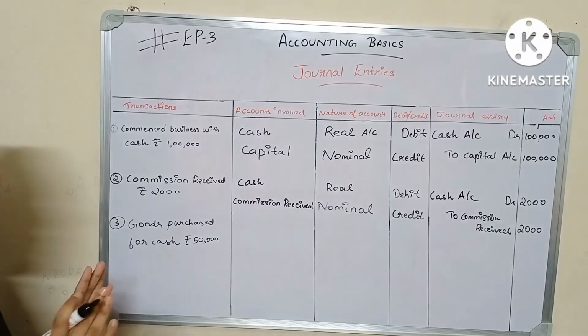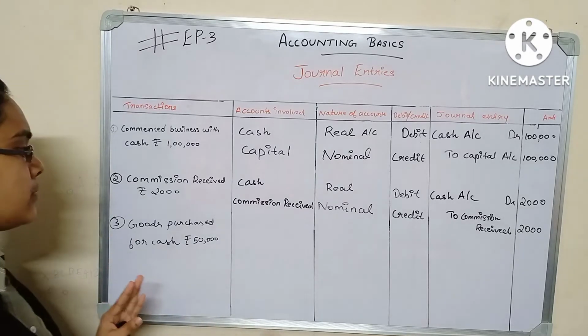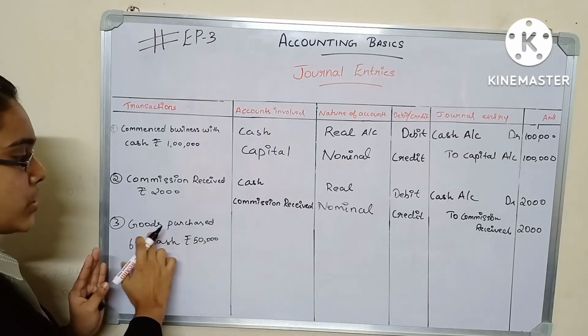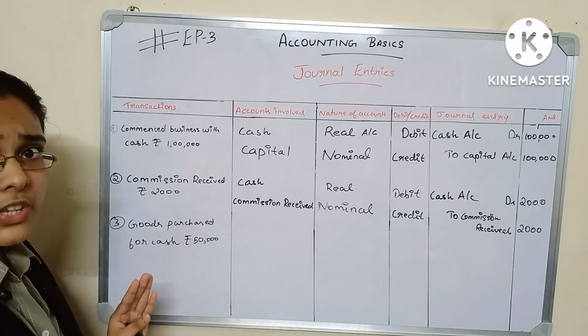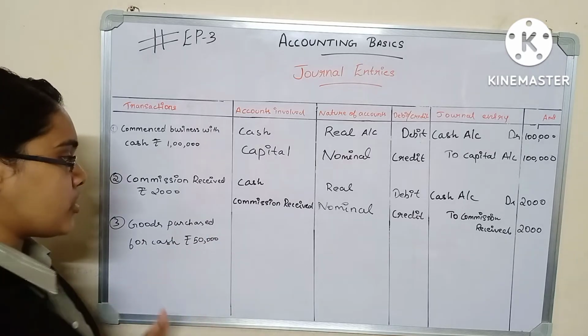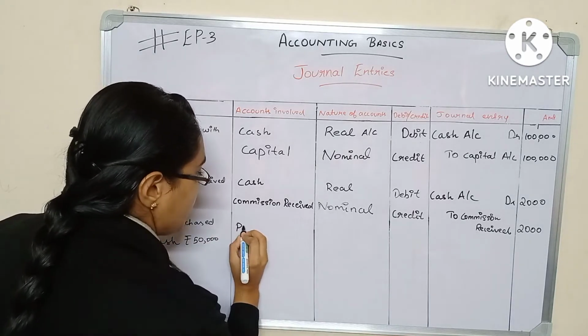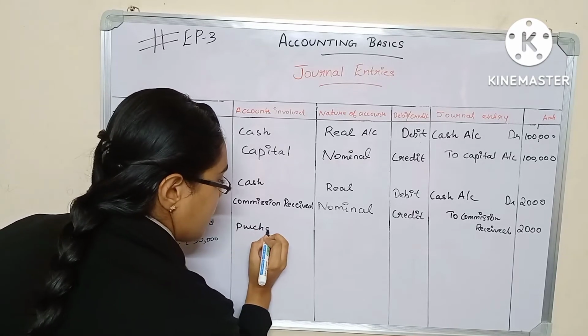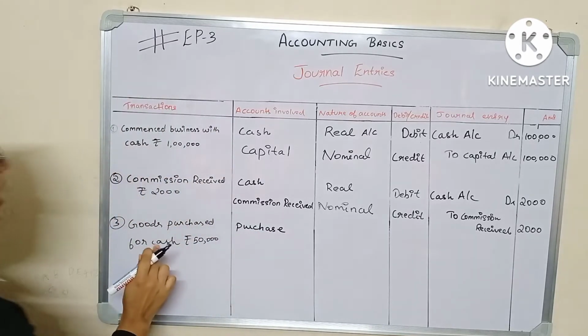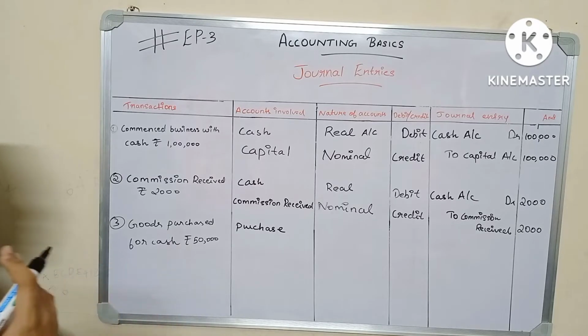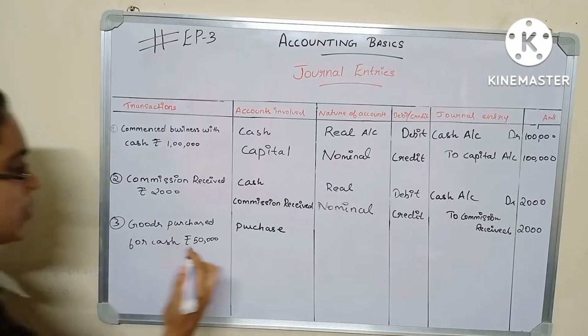So you're going to write which are the accounts involved here. First one is purchase. You purchase goods. So when you purchase goods, you say it purchase. Simply purchase. Then you have cash. You purchased goods for cash.